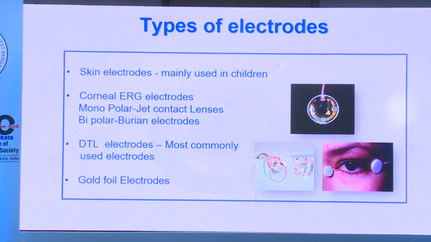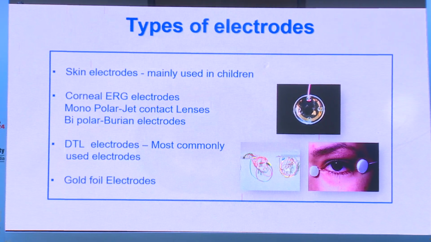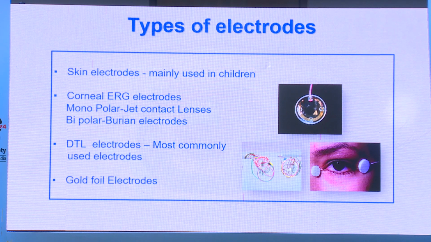Now, the different types of electrodes are skin electrodes, which are mainly used in children, corneal ERG electrode, monopolar, those are jet contact lens electrode, and the bipolar, that was the Burian electrodes. Then we have got the DTL electrodes. This is one of the most commonly used electrodes in the ERG. Finally, the gold foil electrodes. We'll be discussing this at our later stage.